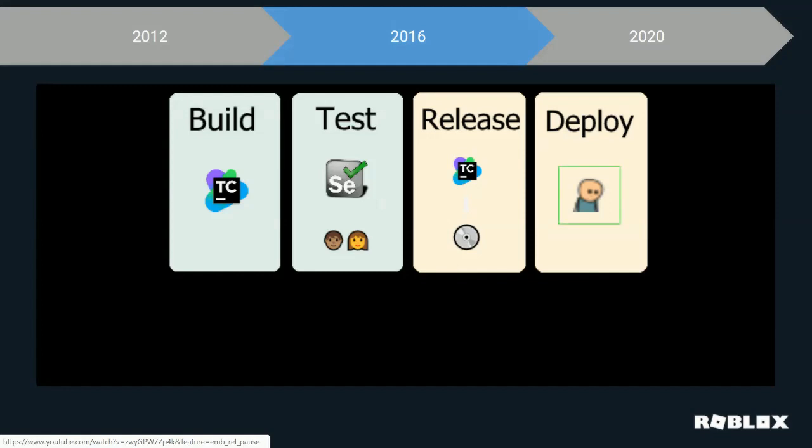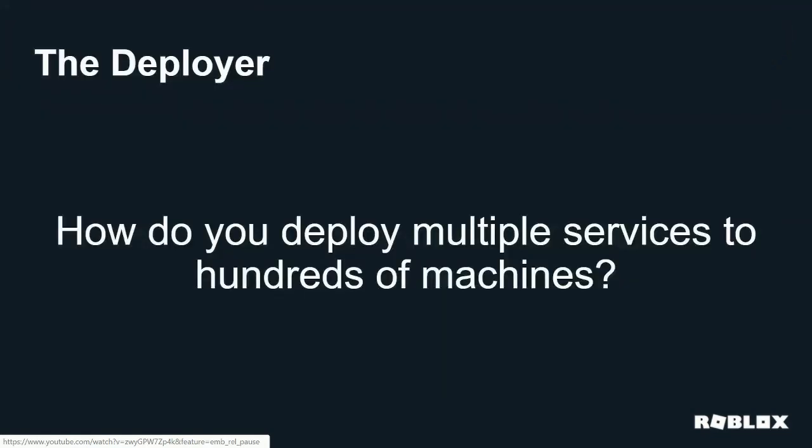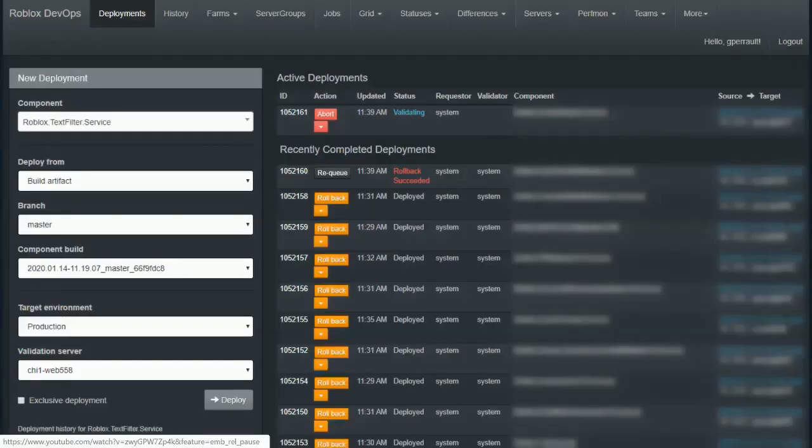I want to zoom in on this little happy fellow on the right here for just a little bit, because this is actually something kind of cool. I call this the deployer. So again, this is 2016, so we're talking about like 4 years ago. And how do you deploy multiple services onto hundreds of machines? Because that's where we're at, right? There's 30 services, and we need to pick what's going where. So this is actually what this looks like.